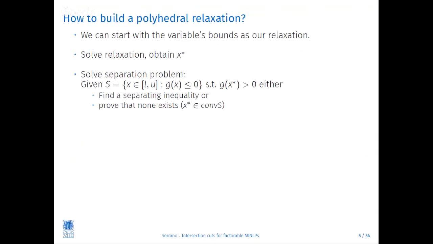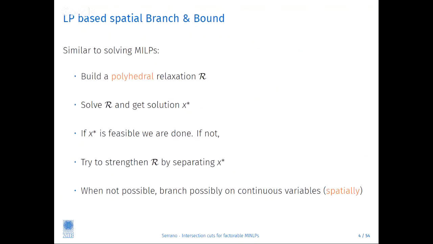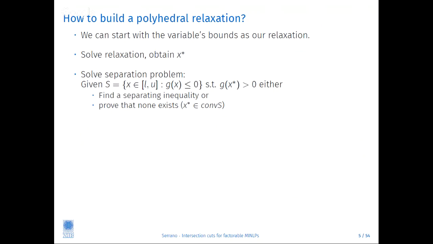Okay. Yes. So the question is basically how to build the polyhedral relaxation, because in the linear case, one just drops the integrality constraint and has the linear relaxation. So here, if one drops the integrality constraints, one still has a nonlinear problem. So the idea is, we can start with the bounds and solve the relaxation, and then we need to solve the separation problem. Okay, so we find a point that violates a constraint, and we want to separate this point from this constraint.